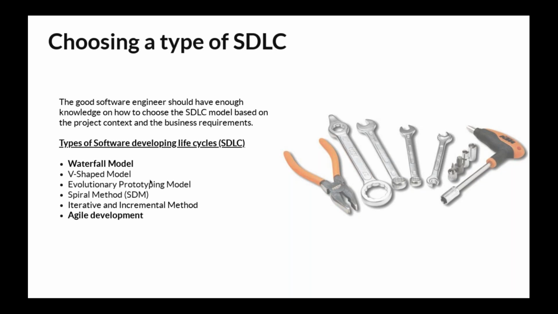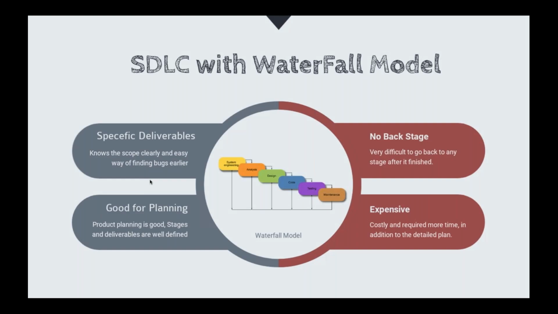Okay, so today we are in agile methodologies, and earlier we used to be on the waterfall methodology. With waterfall we have certain advantages as well as certain disadvantages. What are the advantages? You're going to get specific deliverables, and it is really good for planning and to make your product. But the problem with the waterfall model is no backstage.